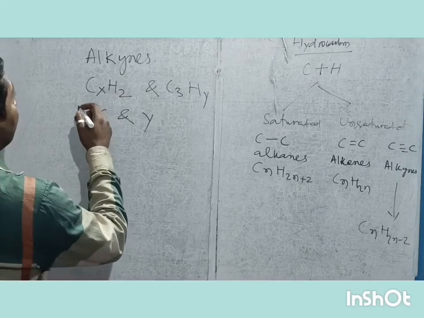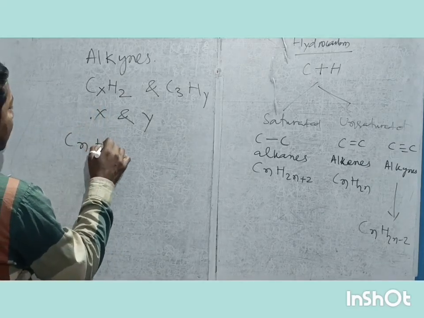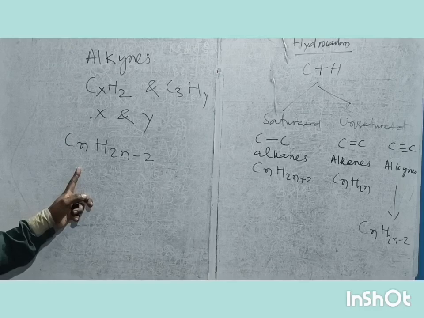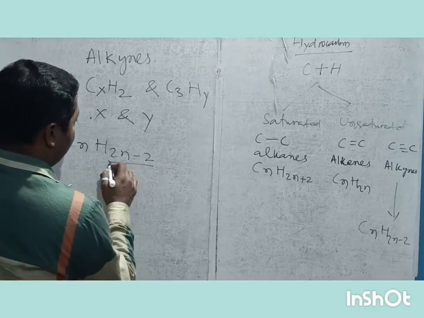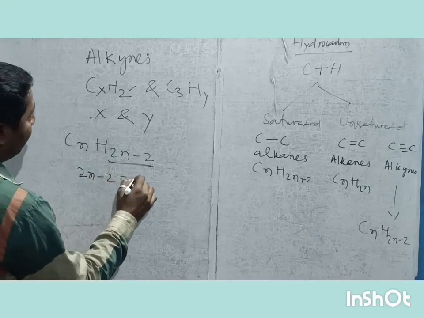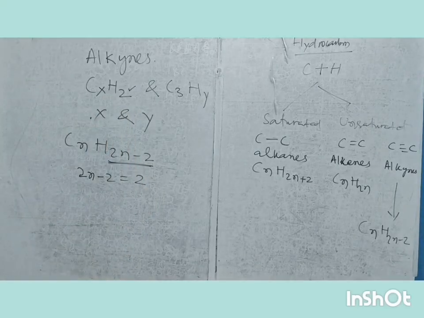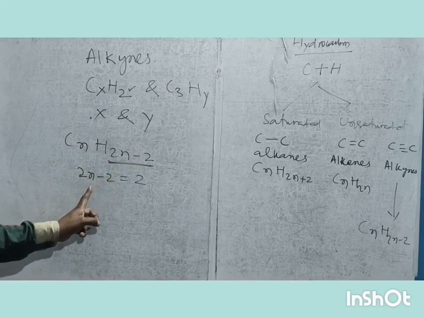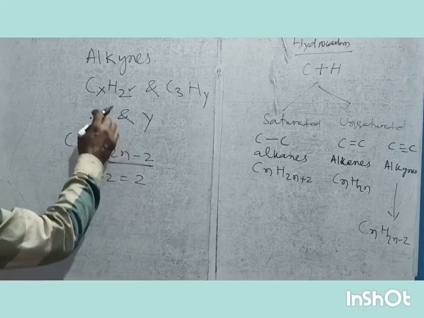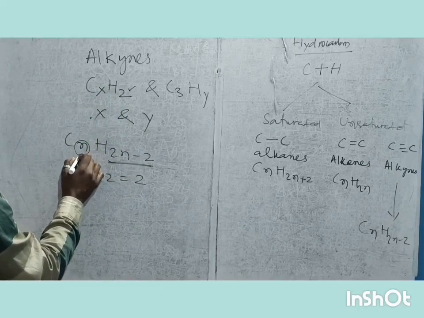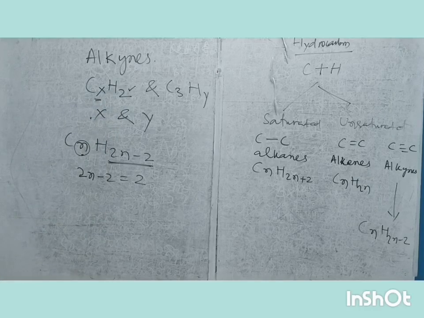You know that alkynes have the common molecular formula CnH2n-2. We have to calculate x here, which means we have to calculate the number of carbon atoms, and the number of hydrogens is given as 2. See here, in this compound the number of hydrogens is given. It means the value in the common molecular formula, 2n-2, is 2. So I have to calculate n, and if I calculate n, I will find the value of x.